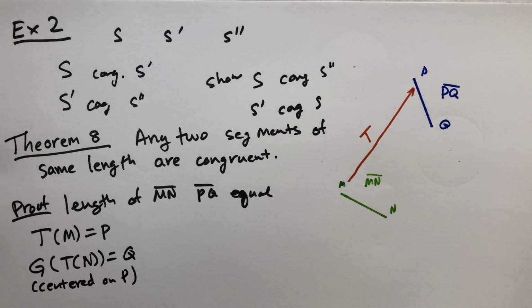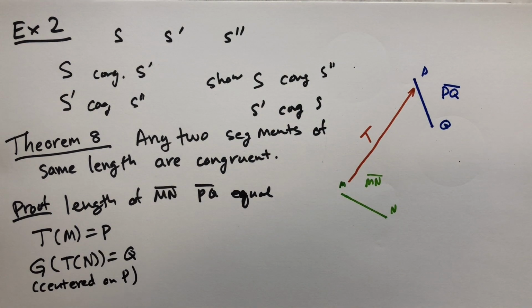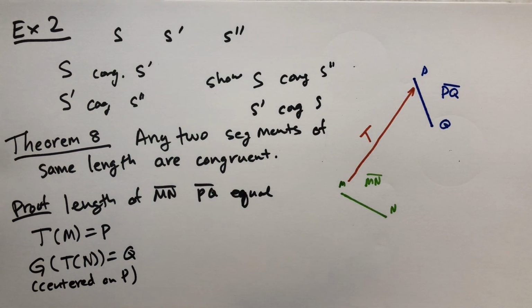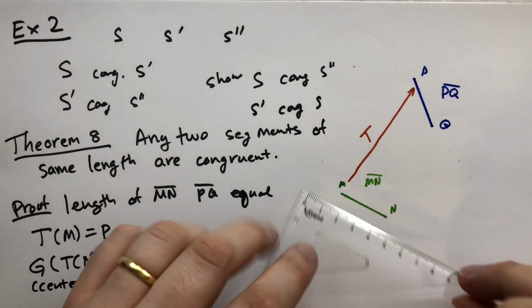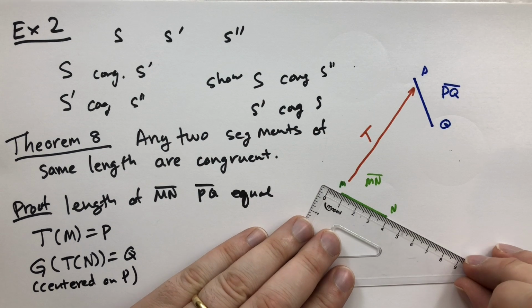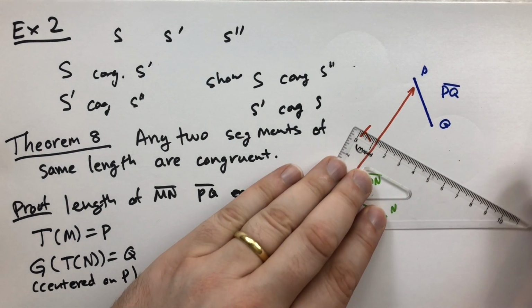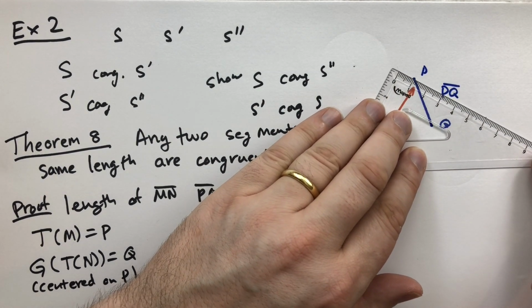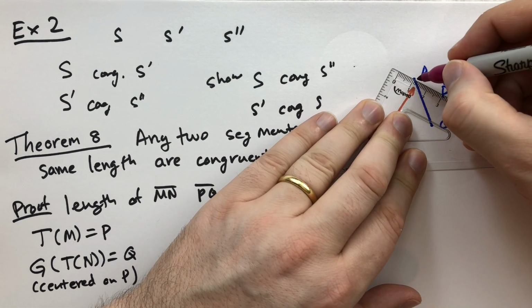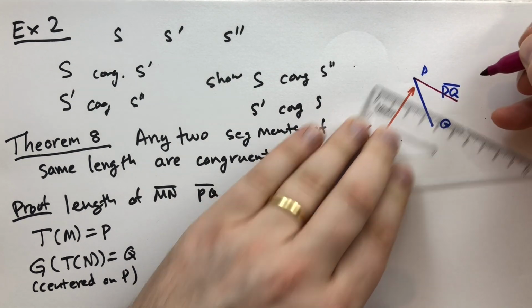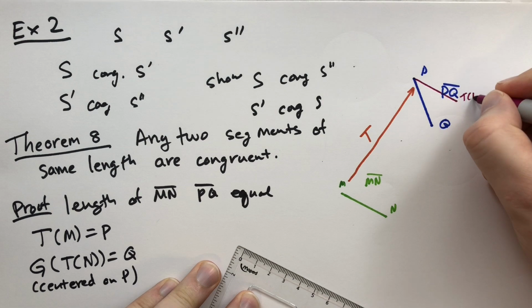So T of N. After we translate this, we're going to get a line segment. Let's use this nice purple. Okay. So you'll have to be explicit about this if you're writing this out. If we translate M and N and just move it without rotating it, we're going to make the translation of M onto P over there. And we get this. This is T of N.